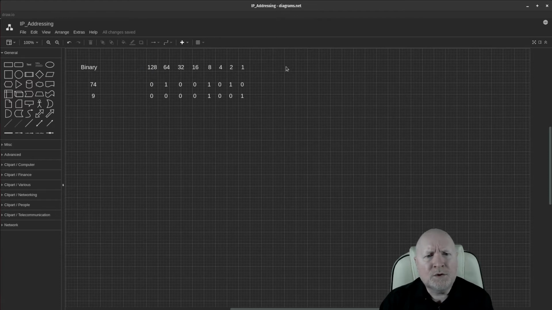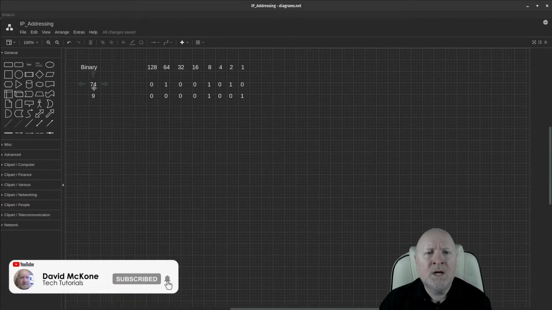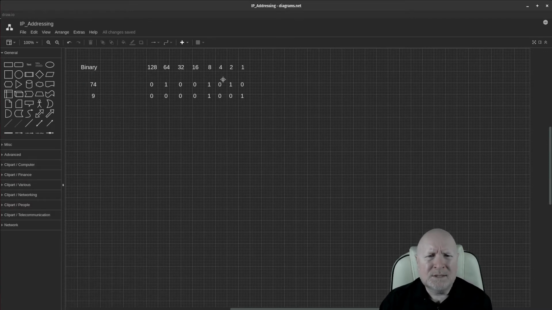So if you want to convert, say, a decimal number, let's say we've got 74, and we want to see that as a binary number, we work from left to right and try to turn these bits on depending on what we can represent that binary number as. Say we come to the first number, which is 128. 128 is too big for 74. 74 is less than 128, so we can't turn that bit on, so we leave it set to 0.